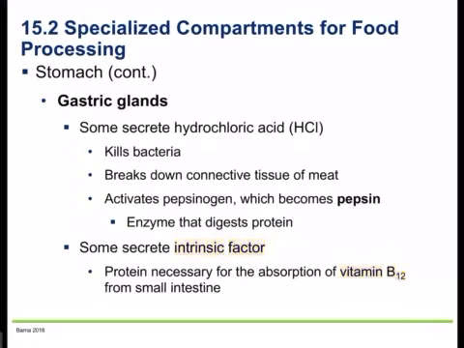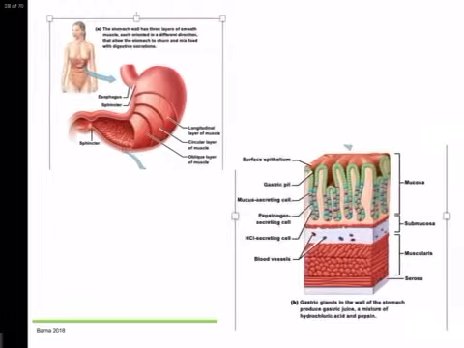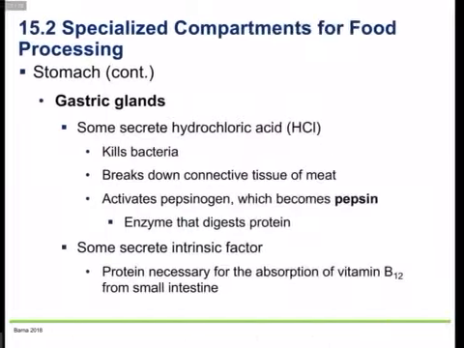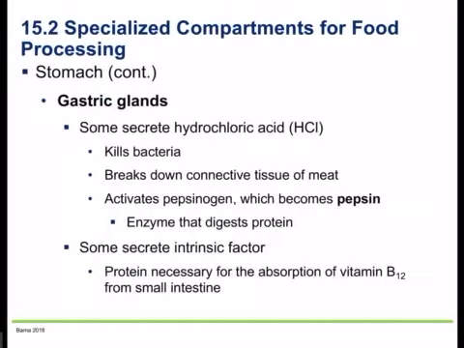Okay, so continuing with the stomach here. Oh, I forgot one more thing. I mentioned that the pH is very low. It's a pH of 1 to 3, and it's hydrochloric acid that's secreted by some cells there called parietal cells that create that pH of 1 to 3.